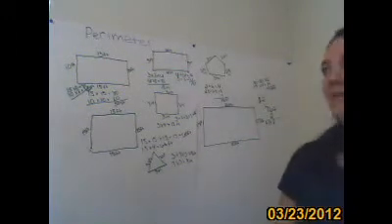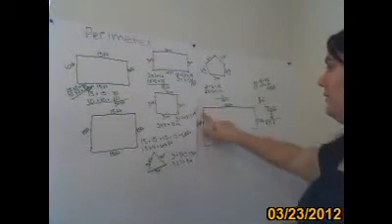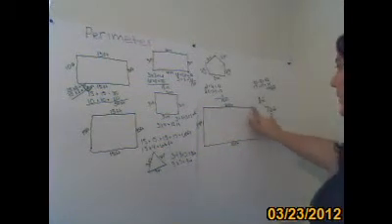So there you have it. This is perimeter, the distance around a shape.